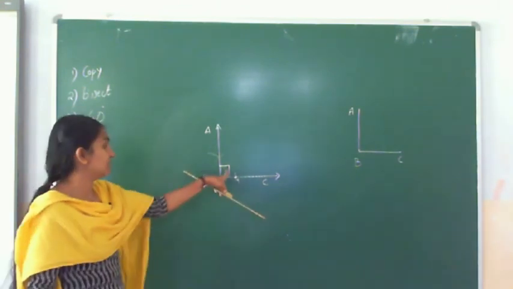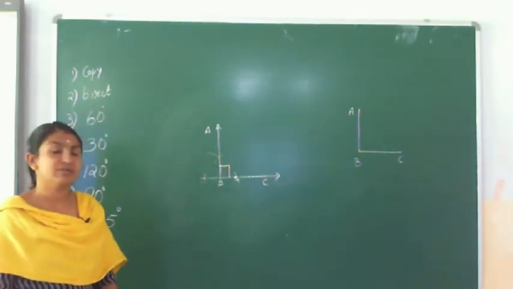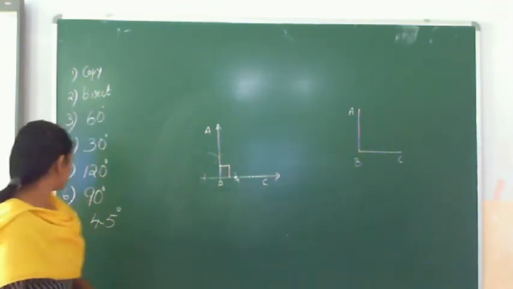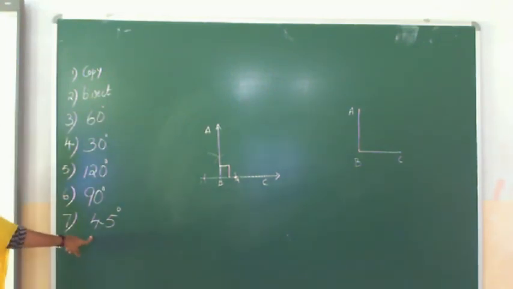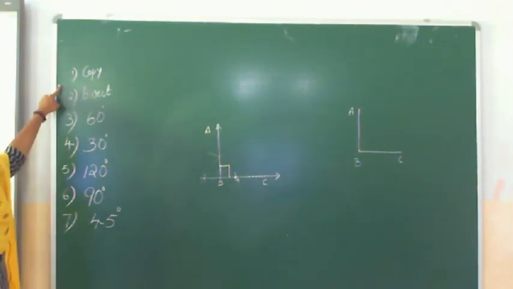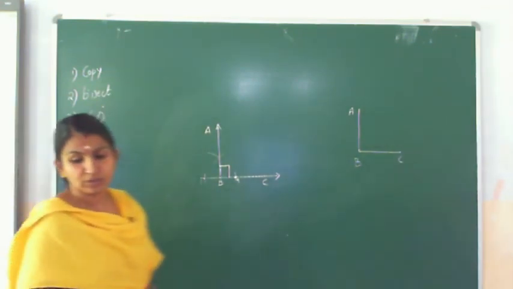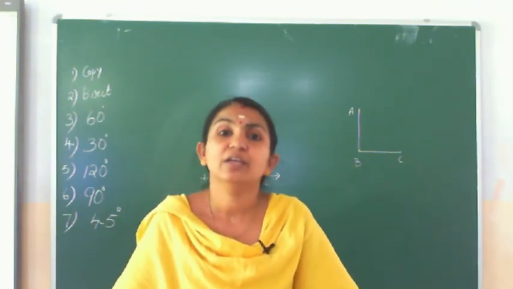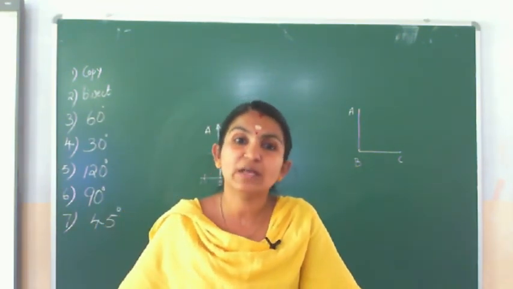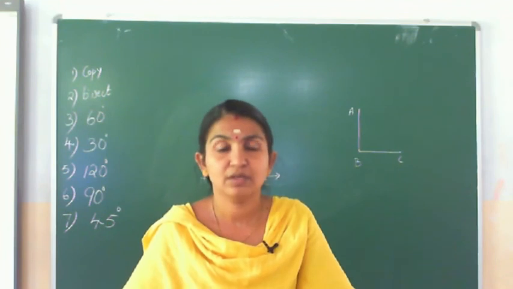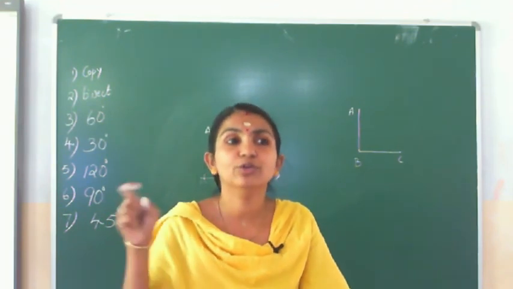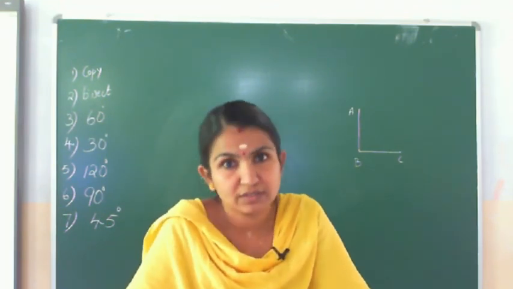When we are drawing like this, it means it is a 90-degree angle. So we just completed 7 angles. One is copying and the other one bisecting. Rest of them are angles. So just do this. After that, in your rough book, once again you just draw these ones. Okay. If you are trying, then only your angles will be the perfect ones.